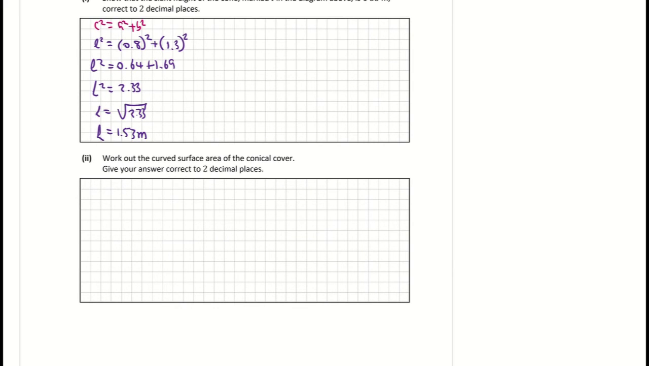So again, log tables here for the surface area of the curved part of a cone, which is pi r L. So A is equal to pi, button on my calculator, multiplied by the radius, which is 1.3 given in the diagram above, multiplied by 1.53, which is the L we found in part 1. And when I type that on my calculator, I get 6.2486. The question wanted 2 decimals, so 6.25 meters squared.